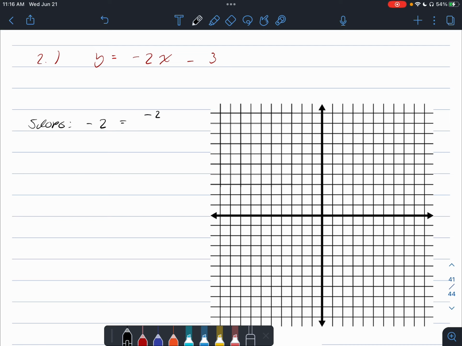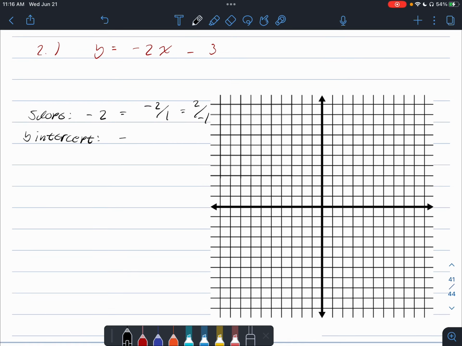And this can also be thought of as negative 2 over 1, or you can also think of this as 2 over negative 1. These are all valid ways of interpreting this, and you'll see why I wrote these two different ways in just a second. Okay, our y-intercept is going to be negative 3. And again, to see how we get that as our y-intercept, we can set x equal to 0. That's going to cancel out this negative 2x here, and we'll have y equal to negative 3. So at x equals 0, which is right here, we will have y equal to negative 3. So that is our y-intercept.